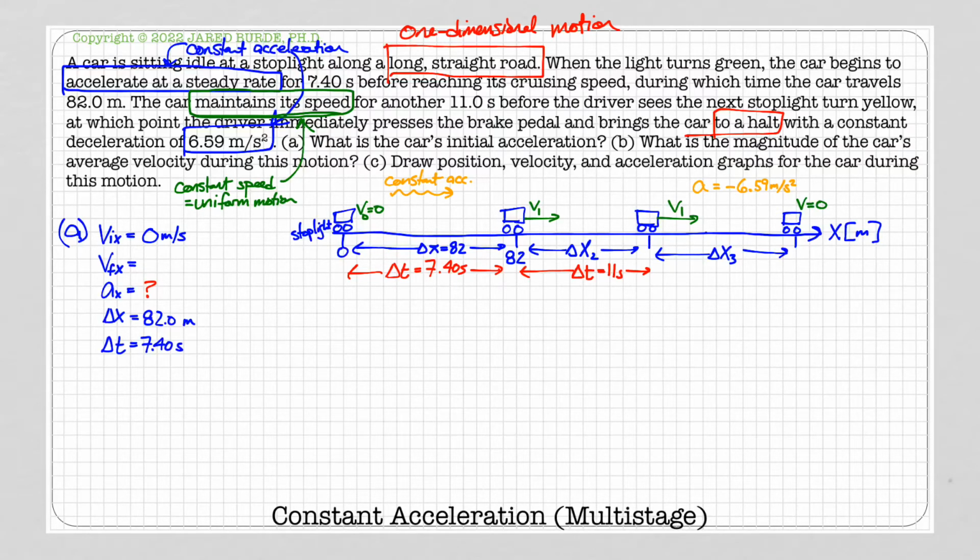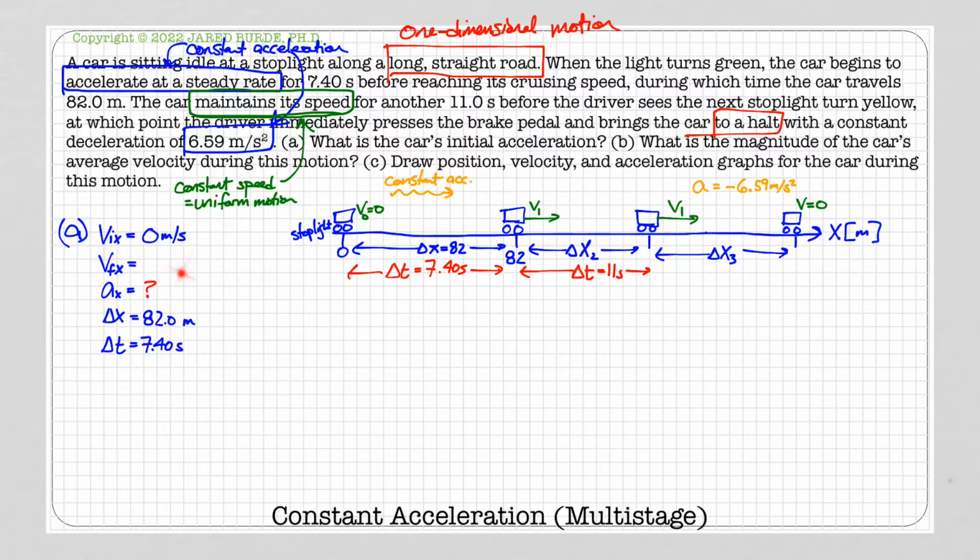We see here that we have 3 variables, 3 pieces of information. We can use that to find the 4th value. Take a moment to hit pause and figure out which of the constant acceleration equations we should use based on this information of what we know and what we want to find.